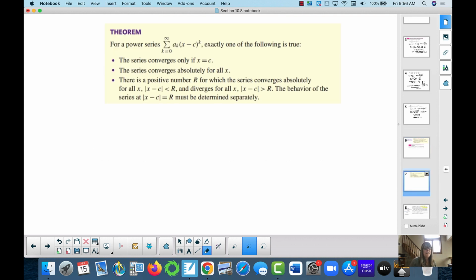So for any power series, only one of these is going to be true. Either the series converges only if x equals c, the series converges absolutely for all x, or we have this positive number r for which the series converges absolutely. And we call this r the radius of convergence.